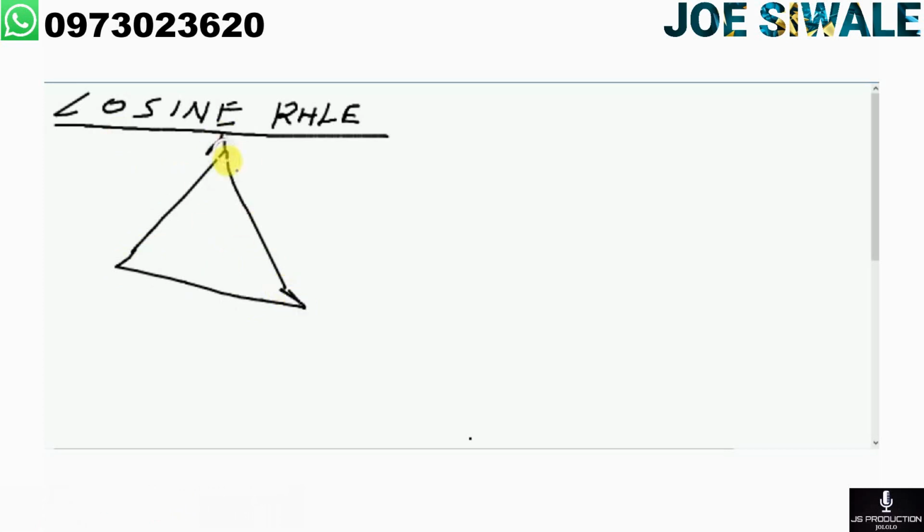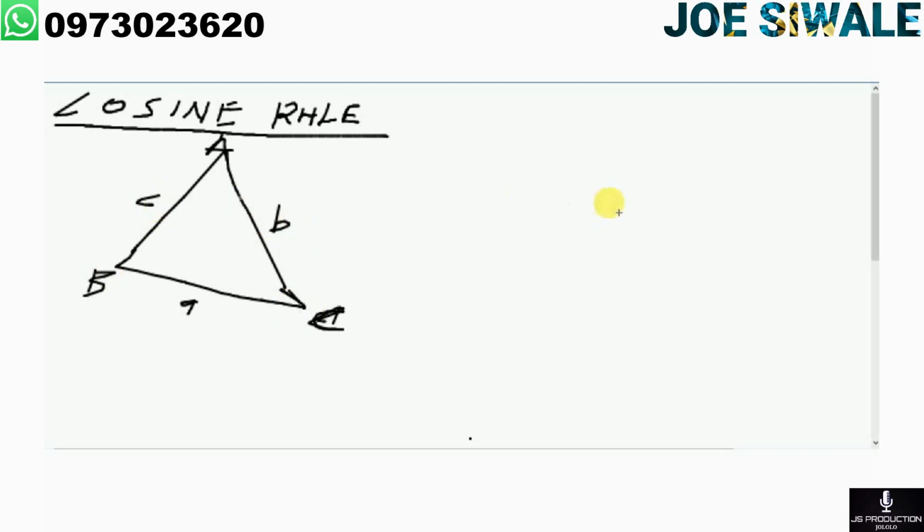So I have my A here, I have B, I have C. So the length that is opposite to A here is small letter a. The length that is opposite to B is small letter b. And the length that is opposite to C is small letter c.